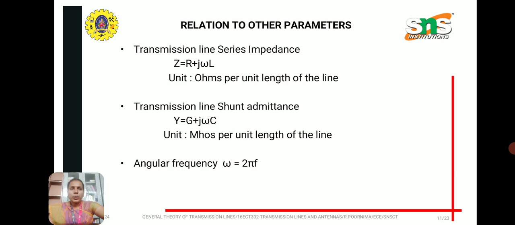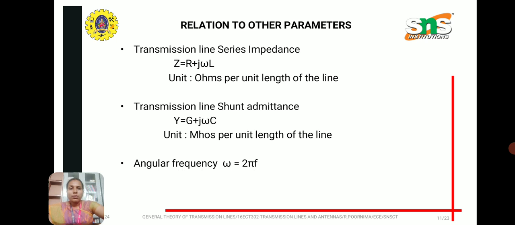Relation to other parameters: the transmission line series impedance Z equals R plus j omega L, in ohms per unit length of the line, and the shunt admittance Y equals G plus j omega C, in mhos per unit length of the line. In the case of series impedance, two parameters are considered, resistance and reactance. For admittance, conductance and susceptance are taken.